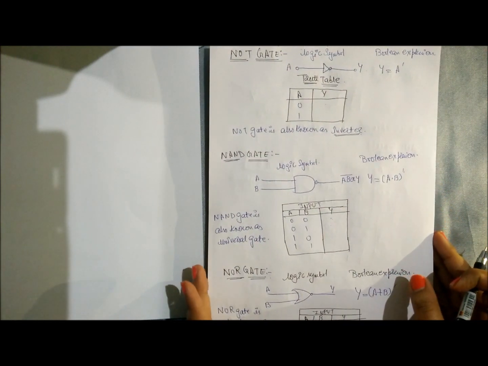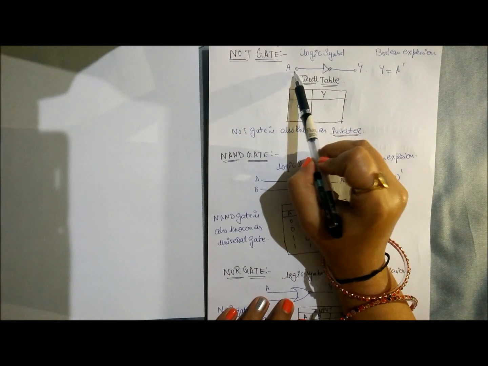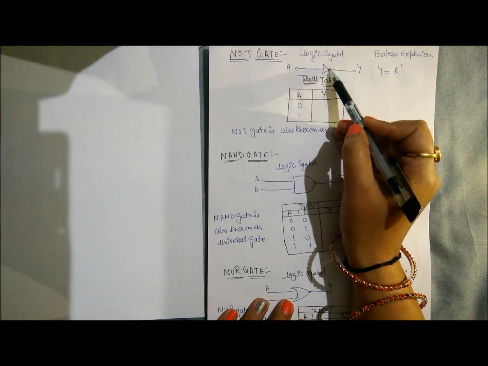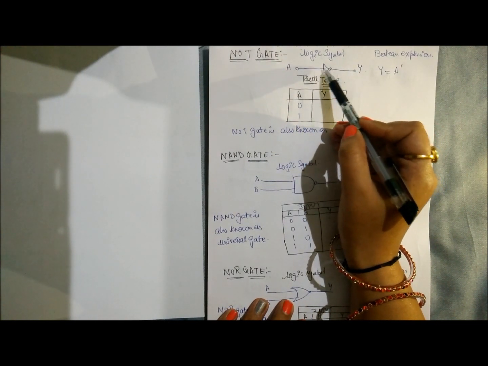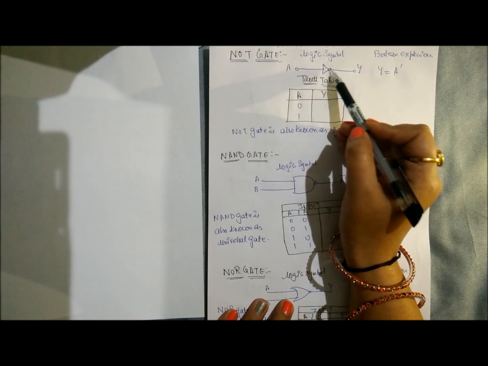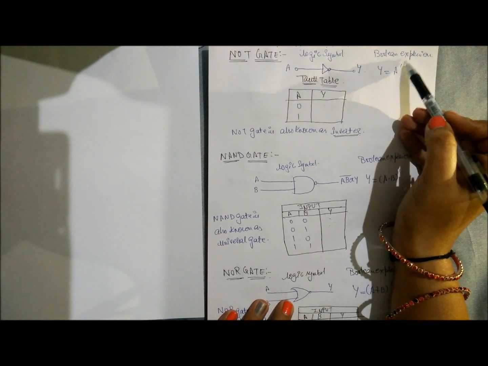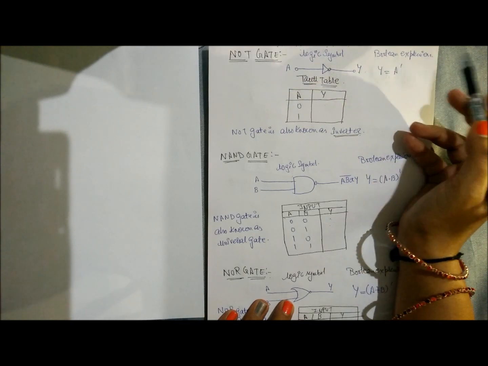What is NOT gate? The symbol of NOT gate is this. You can see it has only one input and one output. You can see a bubble over here. This is the symbol for the NOT gate, and the bubble represents the NOT. Its Boolean expression is Y is equal to A bar, or A hyphen, you can say anything else.